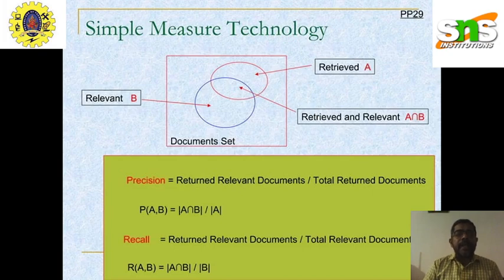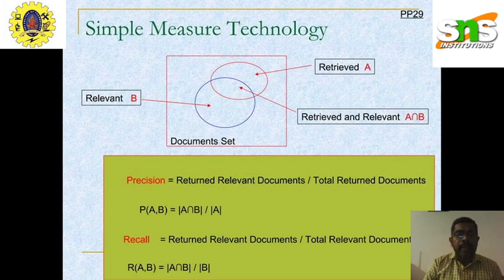So the similarity measurement is happening between the retrieved set A and the relevant set B. We already studied these concepts in school itself. We are talking about set theory. A is the retrieved and B is the relevant. If you take the common space, we generally say A intersection B. This is called retrieved and relevant.